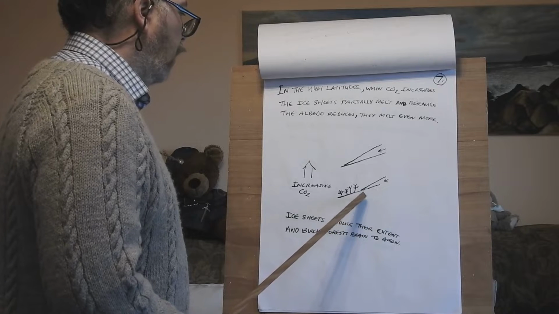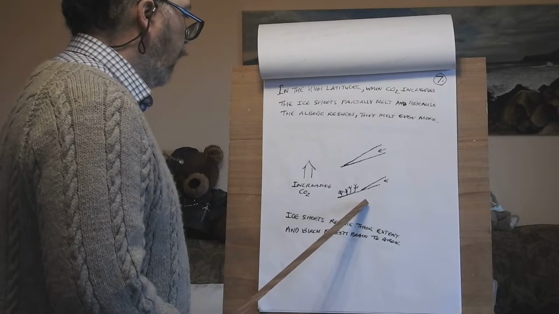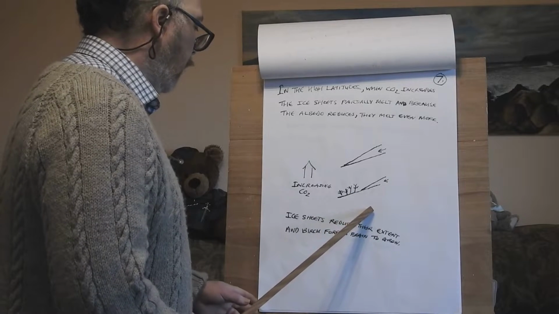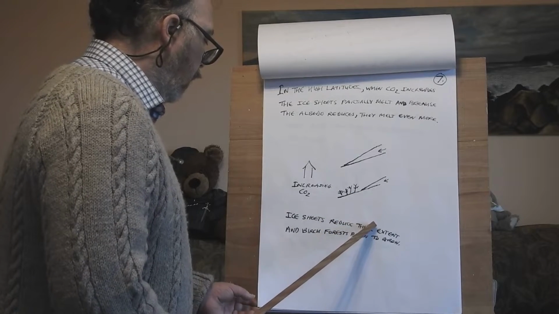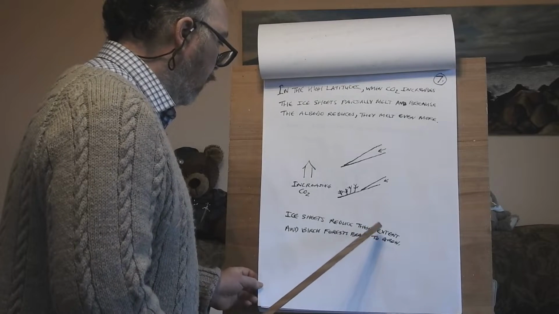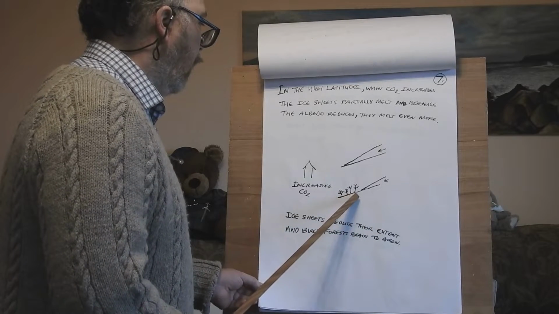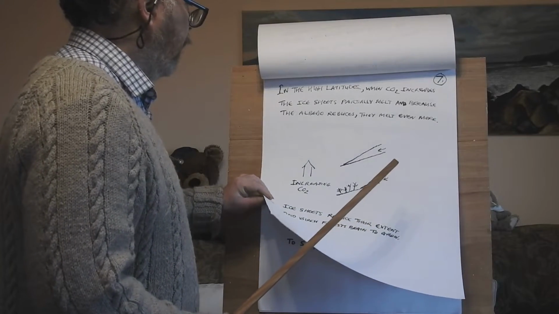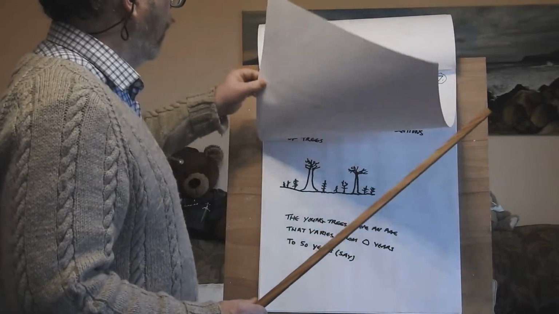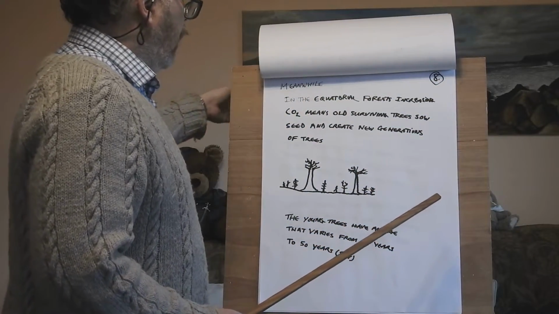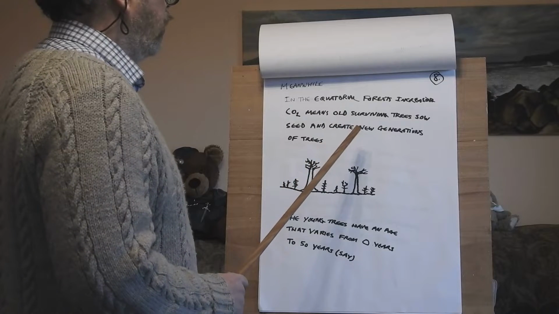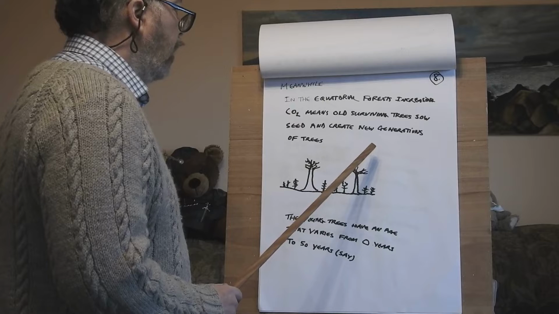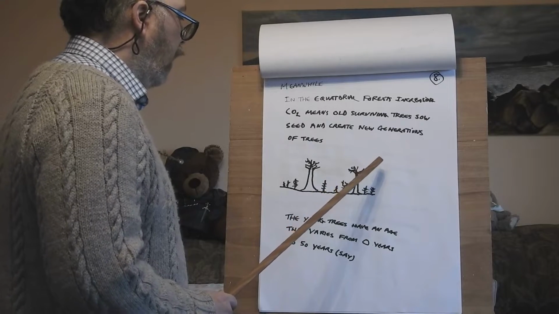and birch forests begin to grow in the places where the ice was, and so a birch forest is growing, and you get regrowth around the world. Meanwhile, in the equatorial forests, increasing CO2 means old surviving trees sow seed and create new generations of trees.